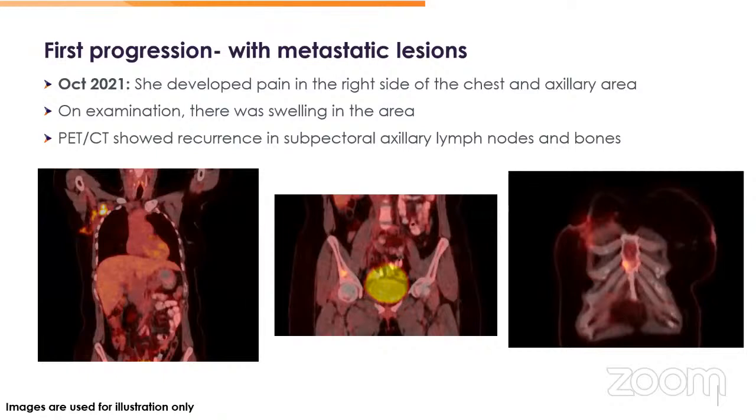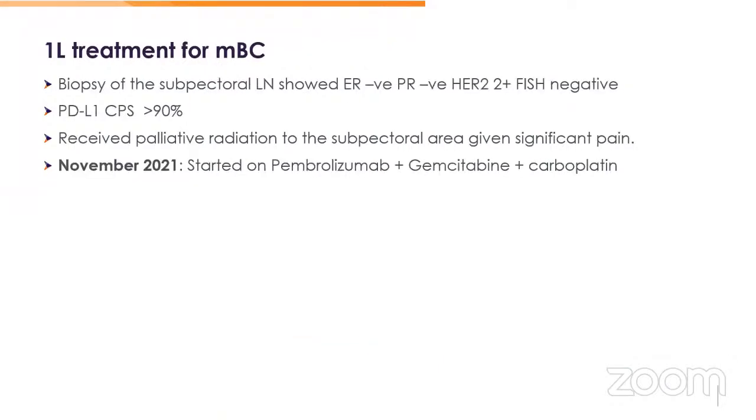So in October 21, she develops pain in the right side of the chest and the axillary area. On examination, there is a swelling here. On PET CT, there is a recurrence with a subpectoral axillary lymph node and a bony metastasis. The next slide, please. The biopsy of the subpectoral lymph node shows again the same thing: ER/PR negative, HER2 2+, FISH negative. Now the PD-L1 CPS score is 90%.